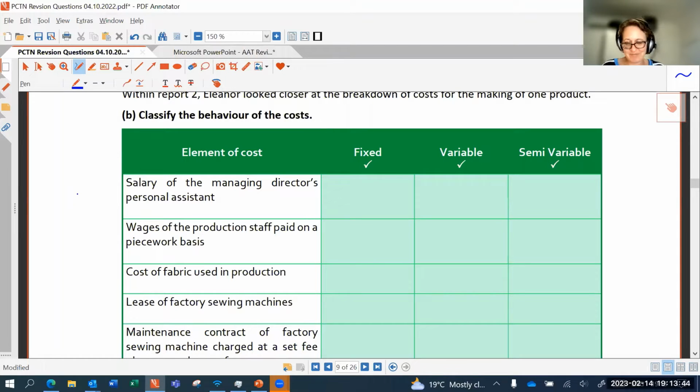Well remembered. And then the semi-variable cost. Remember that one?